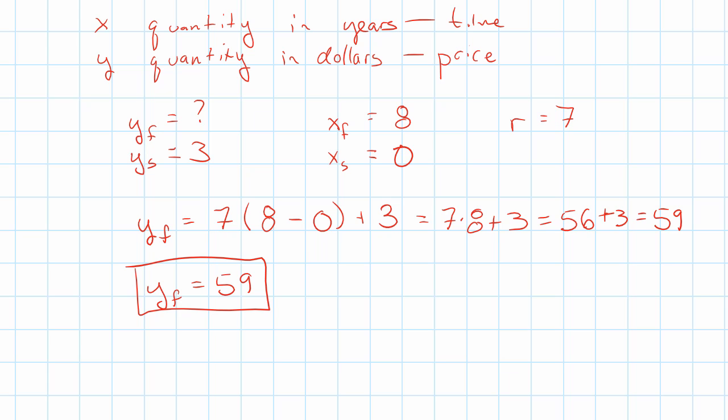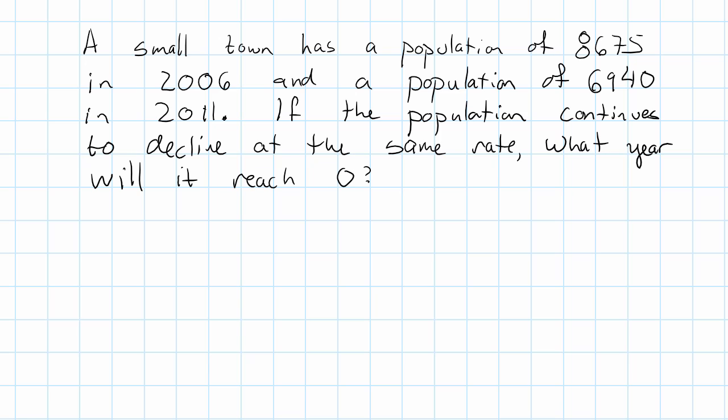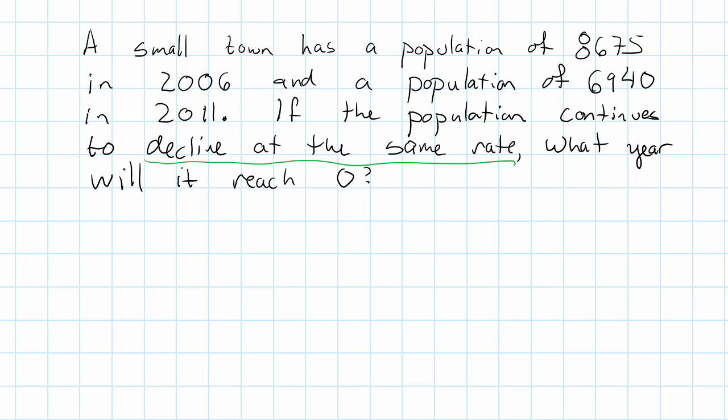Let's see an example where we need some algebra. Suppose a small town has a population of 8,675 in 2006 and a population of 6,940 in 2011. If the population continues to decline at the same rate, what year will it reach 0? Okay, well, our cue that this problem is going to be about a constant rate of change is this phrase, decline at the same rate.